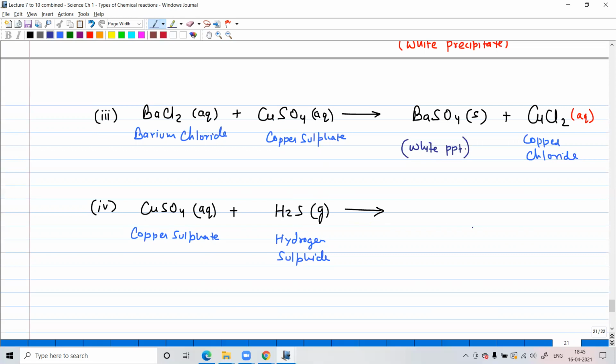Okay. What about the second one? Who will tell me? The sulfuric acid, that is H2SO4, plus copper sulfate. How do you think the copper will go and take the place of hydrogen? It will replace hydrogen. So it will be copper sulfide.